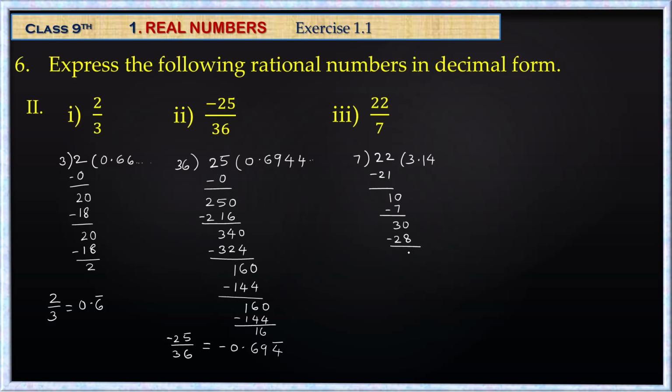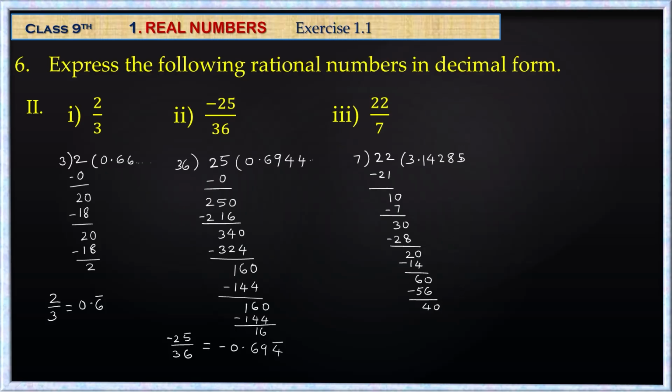And we get the remainder 2 and put 0, it becomes 20. 7 twos are 14 and the remainder is 6. Put 0, it becomes 60. 7 eights are 56. So remainder is 4. Put 0, it becomes 40.